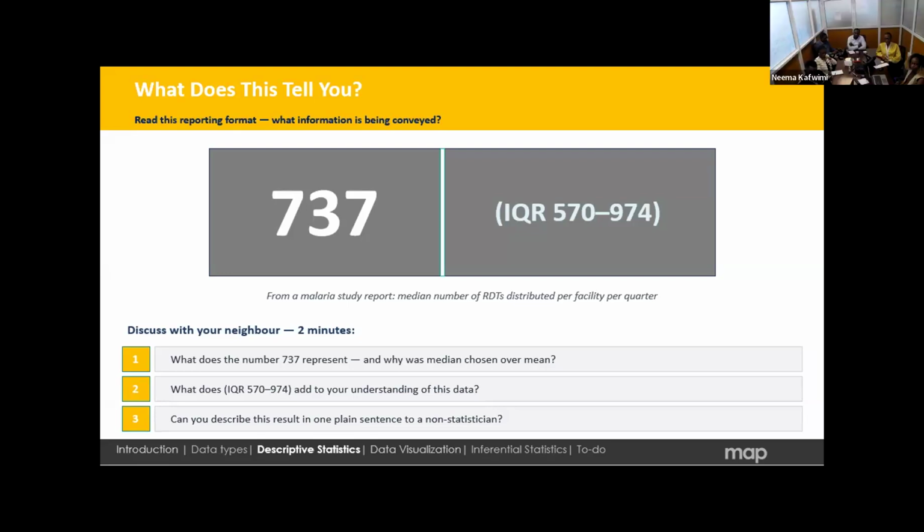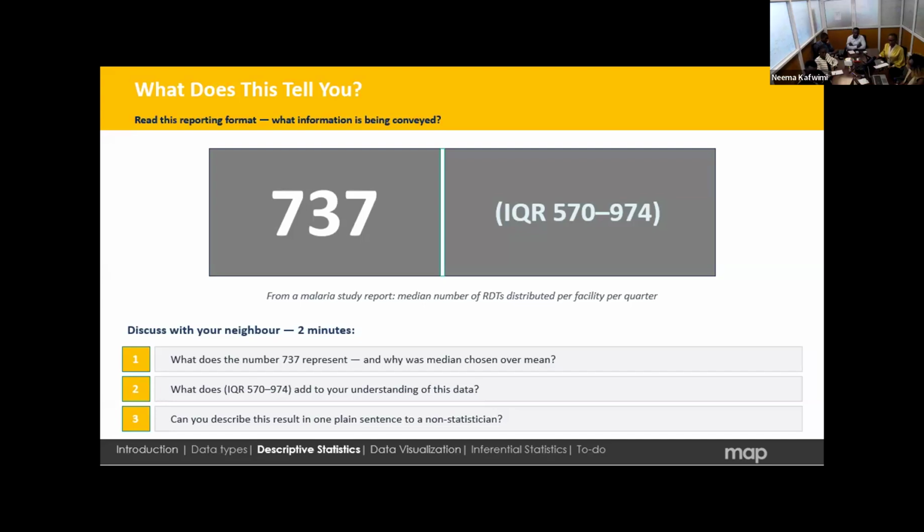Yep. By the middle value, you mean the median? Yes, the median, yes. Yep, thanks. And what does the interquartile range add to your understanding of this data? I think you said that already. Thank you. Can you describe this result in one plain sentence to a non-statistician?